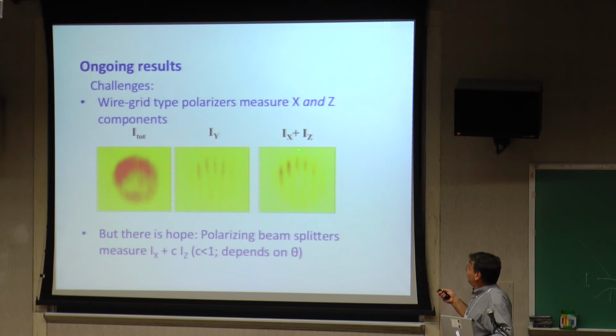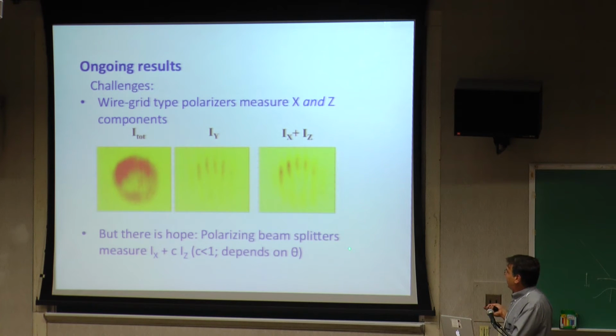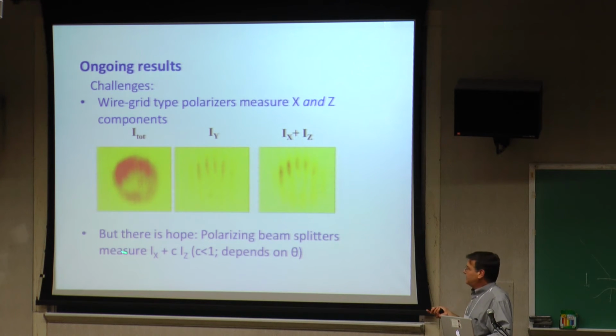Originally, our hope was to measure x and y, and from the total subtract to get z, but we can't do that. At least not with a regular polarizer. But there's some hope. Some polarizing beam splitters don't reflect the z component in an uneven way. So we could try to play some tricks with that.